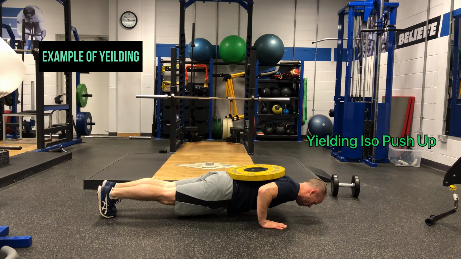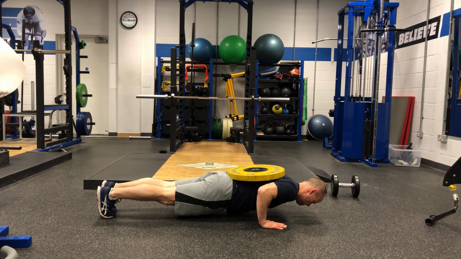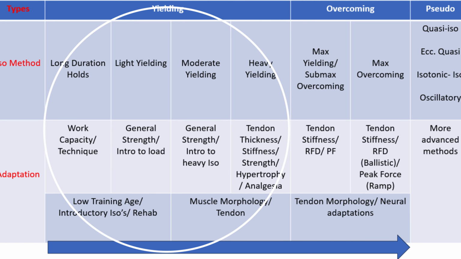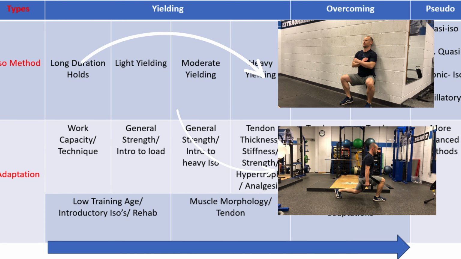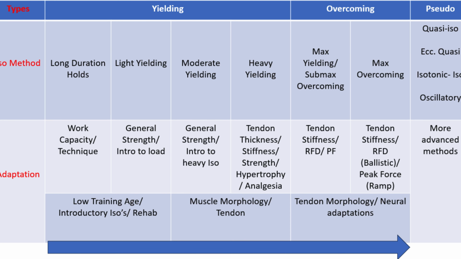Yielding isometrics is when you apply an opposing force equal to the mass being held, such as a weighted iso push-up. Now, yielding isometrics can be held for different lengths of time and intensities depending on the adaptations you're looking to develop, the training age of the athlete, and where in the season you're placed.